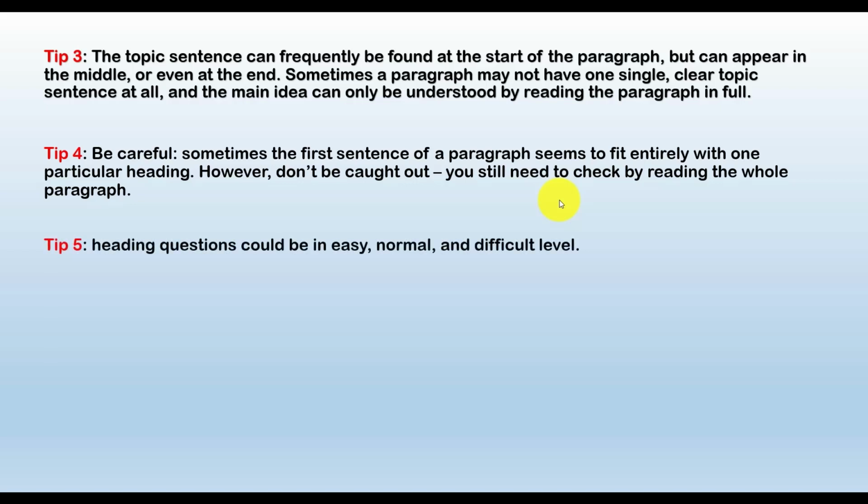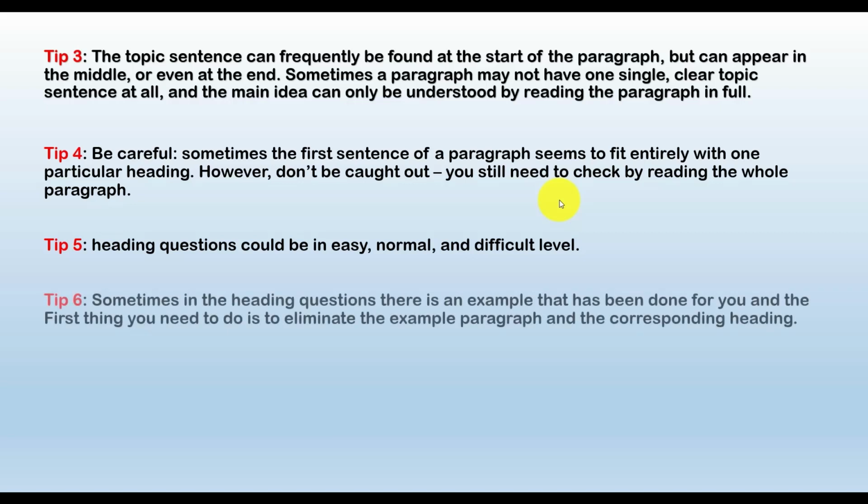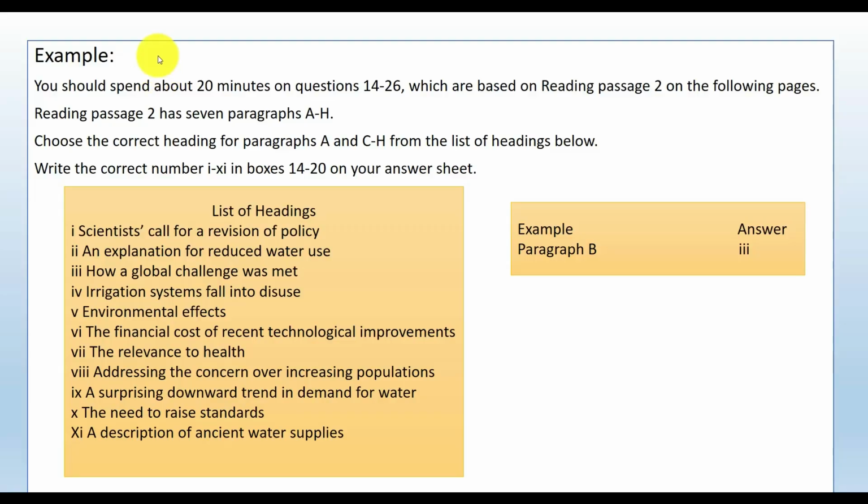Tip number five: heading questions could be at an easy, normal, or difficult level. Tip number six: sometimes in the heading questions there is an example that has been done for you, and the first thing you need to do is to eliminate the example paragraph and corresponding heading.